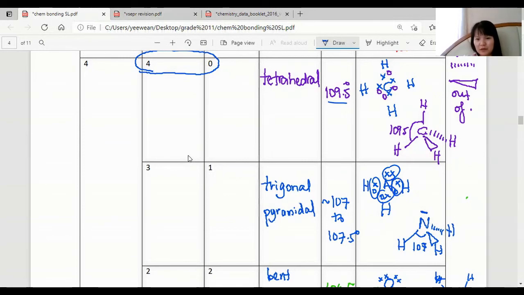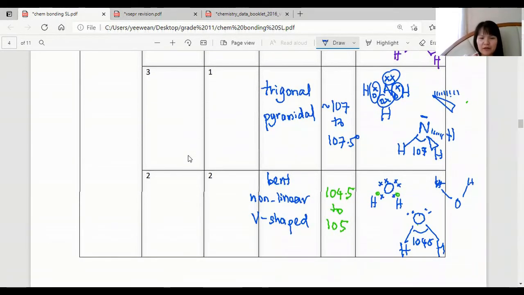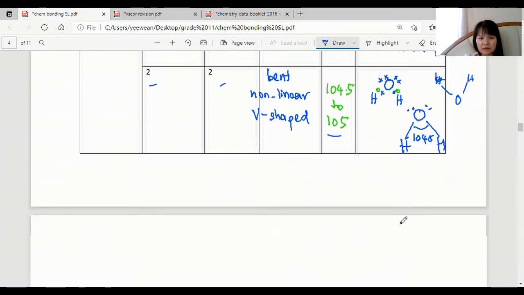Remember that you need to use a triangle like this, a wedge, for the ones coming out of your page and dotted for the ones going into your page. Okay, and if you have 2 bond and 2 lone pairs, it's going to be the same as 2 bond and 1 lone. You're going to get a bent shape or nonlinear or V shape, but the angle is different from if it is 2 and 1 here. Such as water.